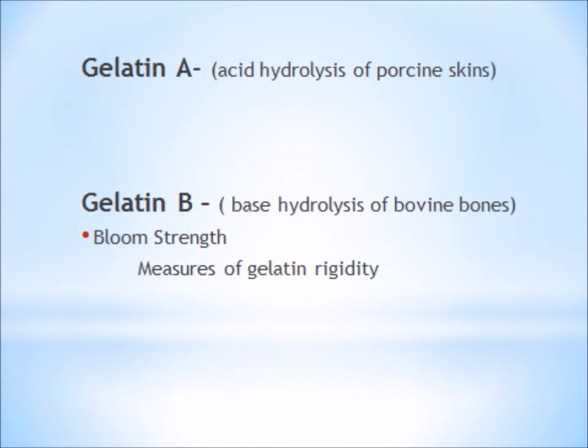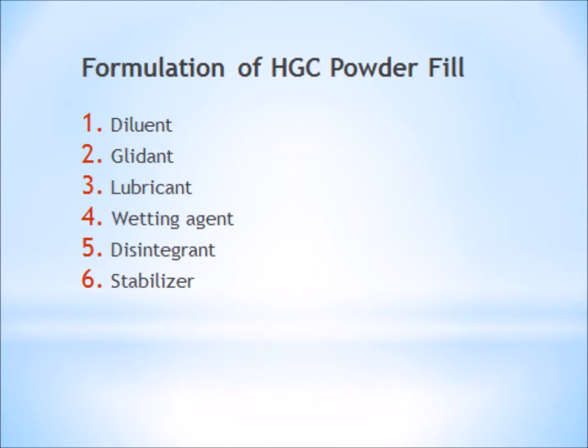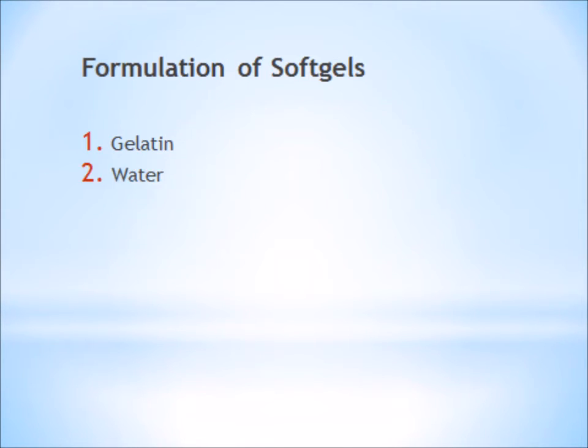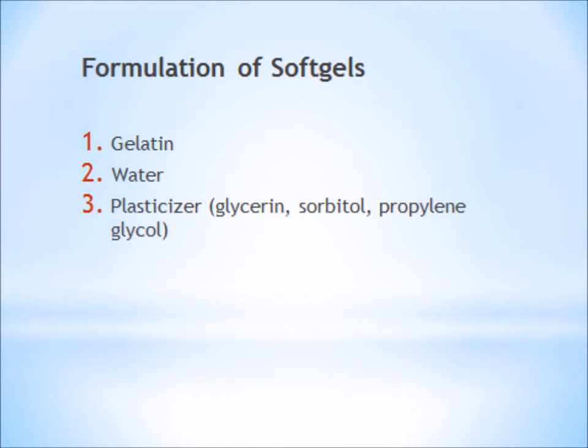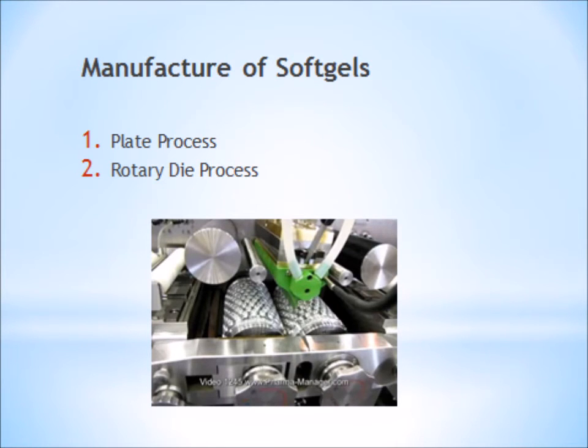Bloom strength measures the gelatin rigidity. Formulation of hard gelatin capsule powder fill involves diluent, glidant, lubricant, wetting agent, disintegrant, and stabilizer. Formulation of soft gels involves gelatin, water, plasticizers such as glycerin, sorbitol, and propylene glycol, coloring agent, and opacifying agent such as titanium dioxide. Manufacture of soft gels involves plate process and rotary die process.